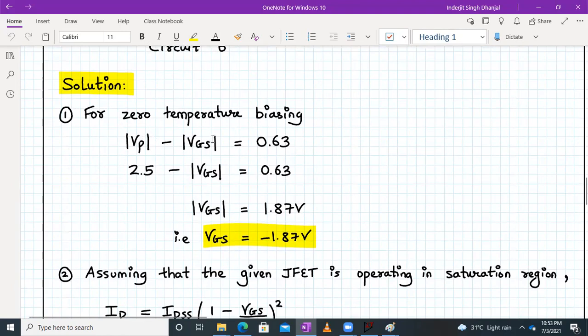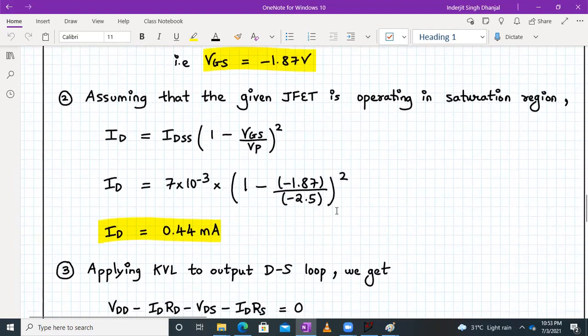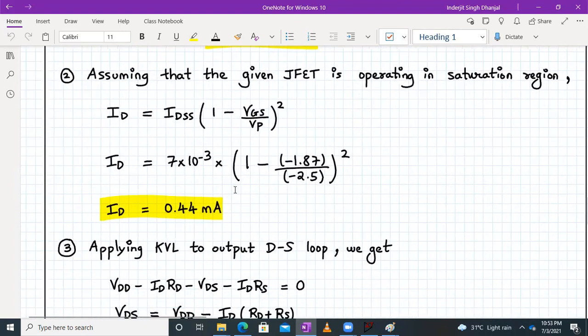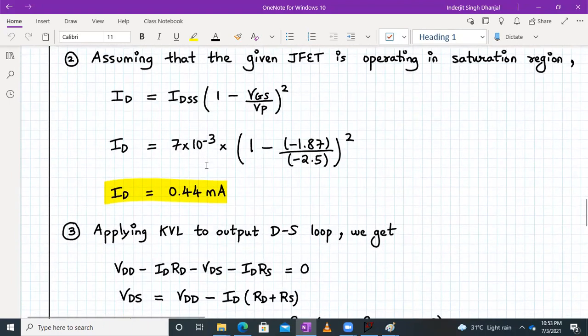So the condition for zero temperature drift biasing is mod of VP minus VGS, mod of VGS should be 0.63. So that means VP value is given as 2.5. So VGS will be minus 1.78. Now we assume that the given JFET is operating in the saturation region. So ID will be given by IDSS into 1 minus VGS upon VP, whole square. IDSS is given as 7 milliamperes, correct? And VP is minus 2.5, VGS is minus 1.87. You plug in these values into calculator, you will get ID as 0.44 milliamperes.